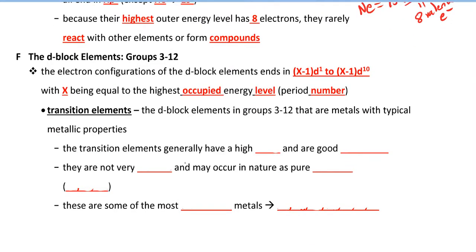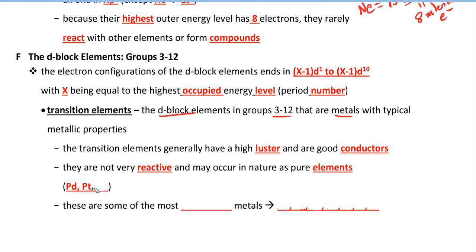These are called the transition elements or the transition metals. These are the d block elements in groups 3 through 12, and they are metals with typical metallic properties. These are actually some of the most well-known metals. Transition elements generally have a high luster and are good conductors. They're shiny, they're very good conductors of heat and electricity, and they're also not very reactive, and so they may occur in nature as pure elements.